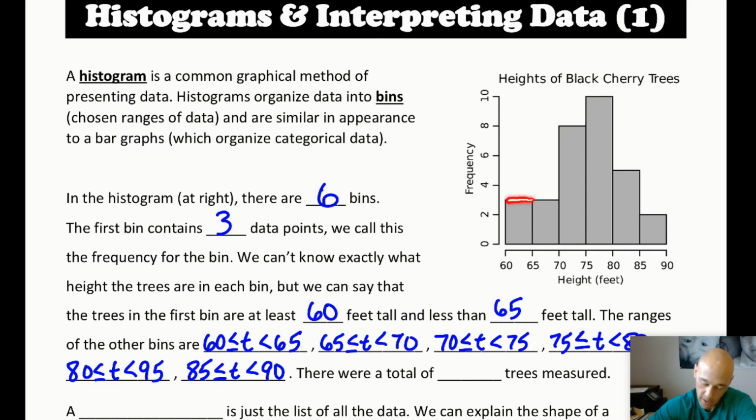And now the question is, there were a total of how many trees measured? Well, in the first bin, there were 3. In the second bin, there were 3. So 3 plus 3 is 6. 6 plus 8 is 14. 14 plus 10 is 24. 24 plus 5 is 29. 29 plus 2 is 31. So there were a total of 31 trees measured in this data.